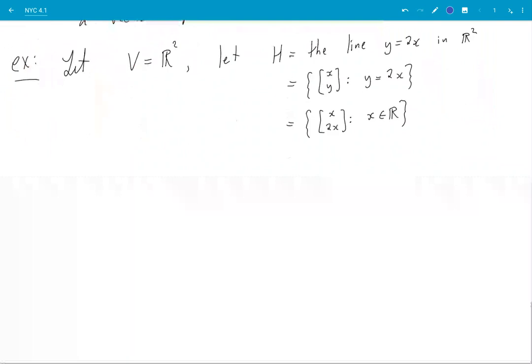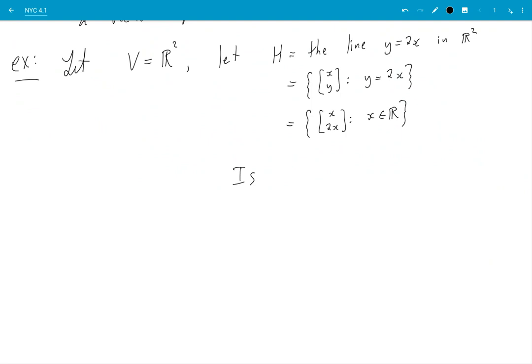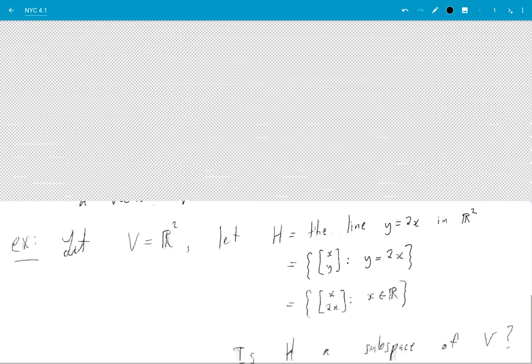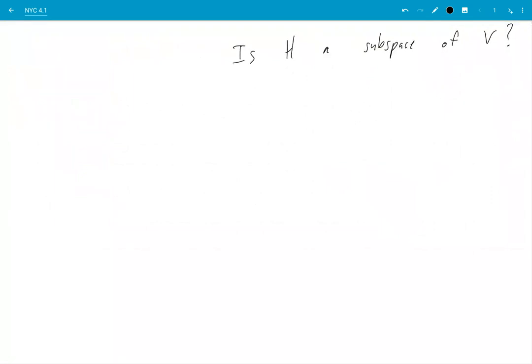Okay, so the question here is: is H a subspace of V, which is R2 in this case? So how am I going to answer that question? Well, I'm going to go through A, B, and C. It's A, B, and C, right? Yeah, A, B, and C. So I'll say, let's check.